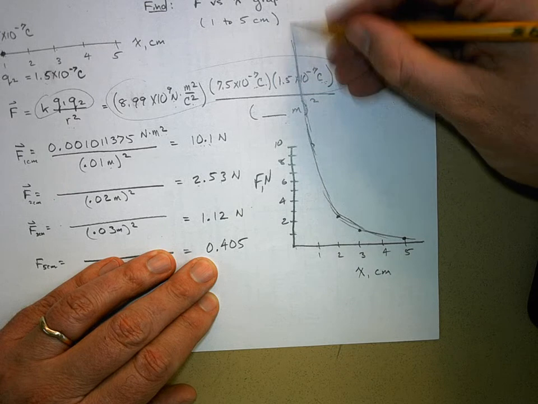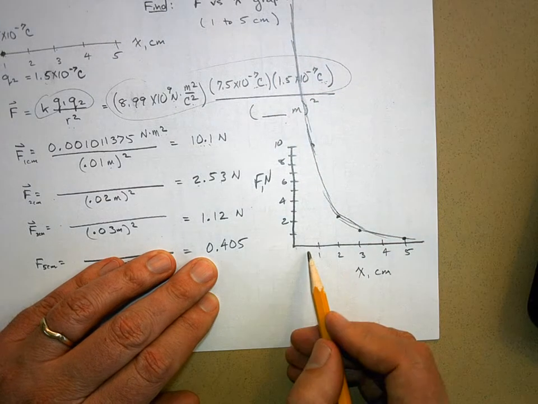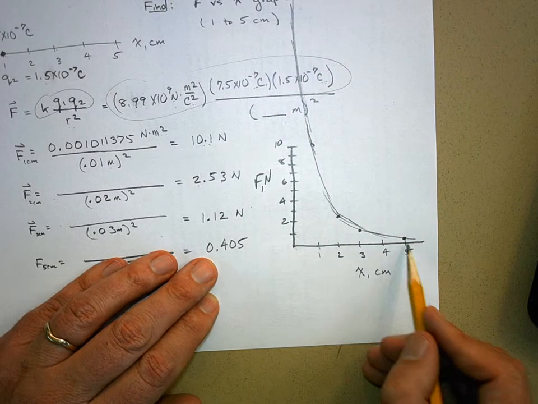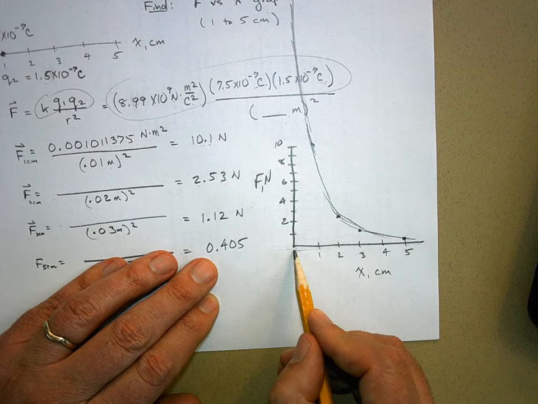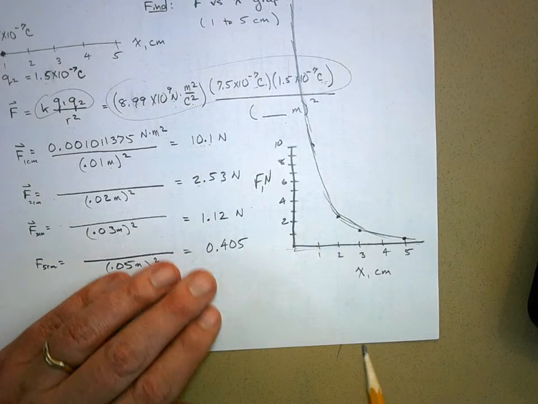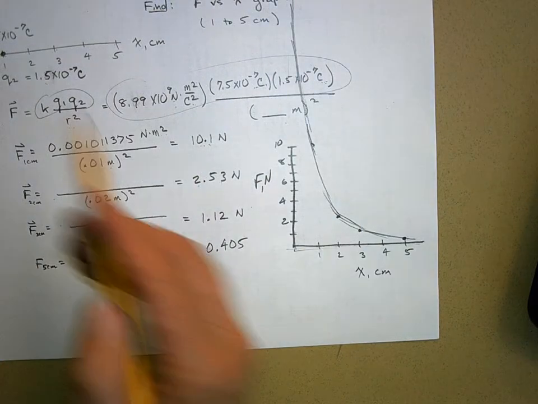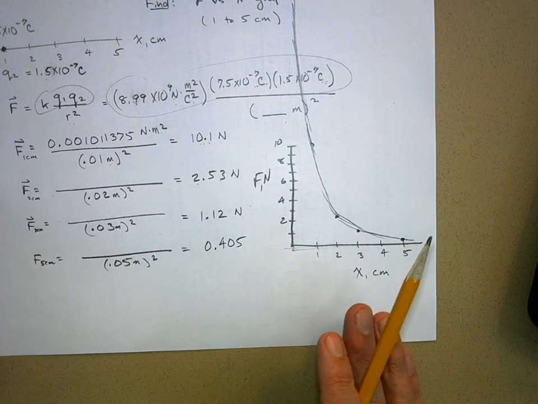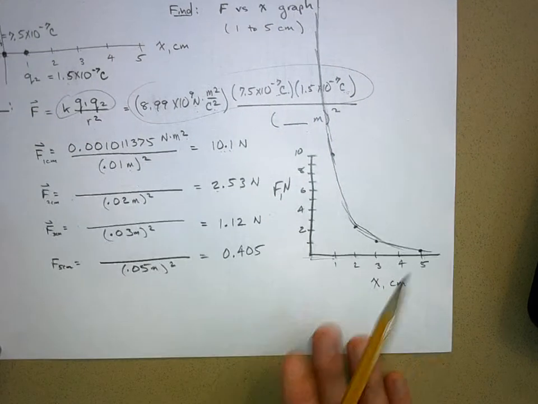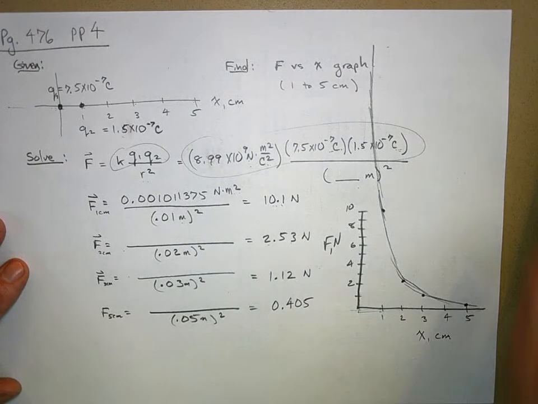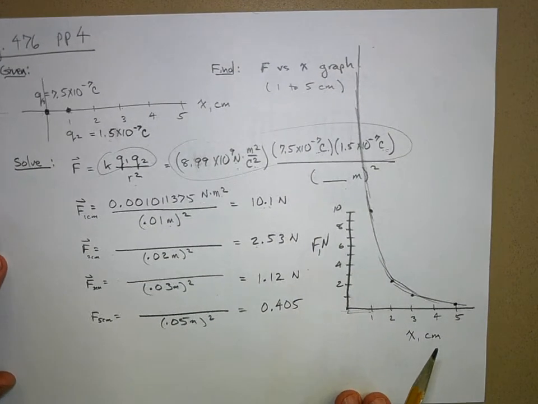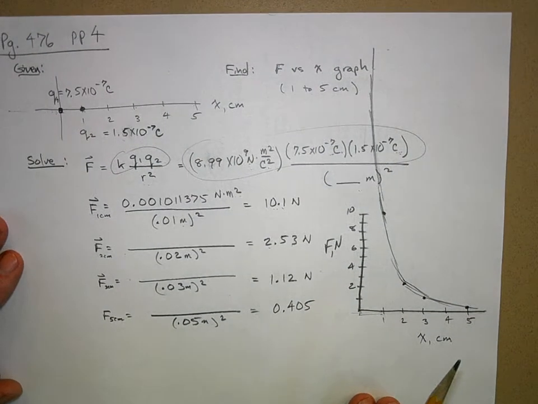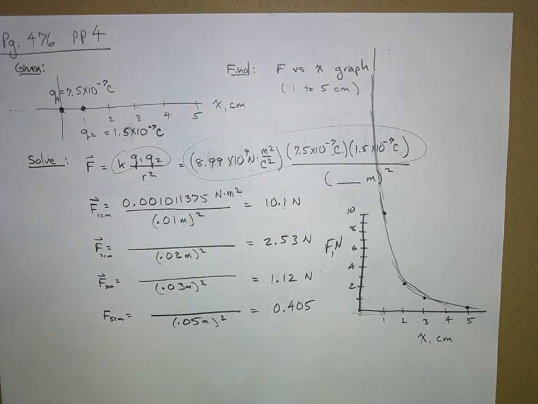Now what's the force going to be as I approach 0? It's going to approach infinity. Of course, you can't get two charges to exactly be in the same spot for that reason. But this is what the graph looks like. And that is all. That is problem 4.